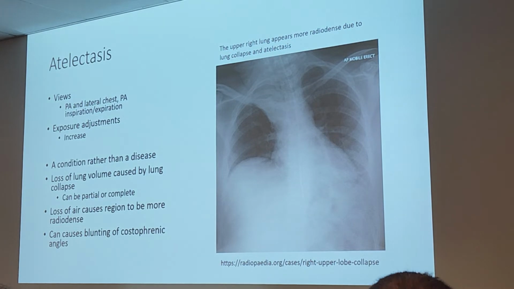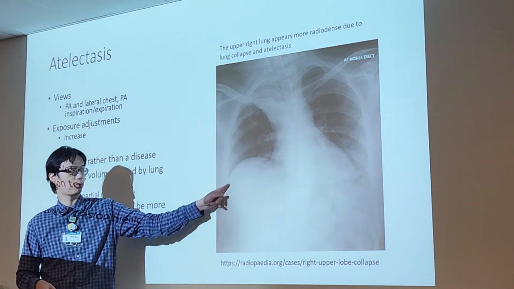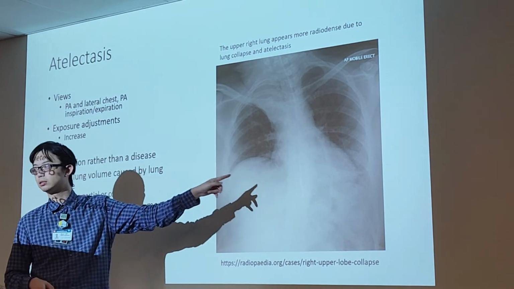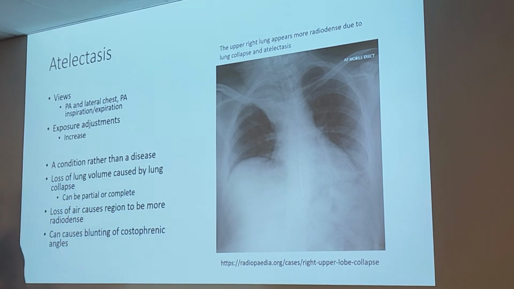So another thing is that because we are losing lung volume, the costophrenic angles here, sometimes they may not look as sharp, right? Instead of this nice point, it may look more rounded, right? It may start to disappear. It may look more flat rather than sharply angled, like a triangle.